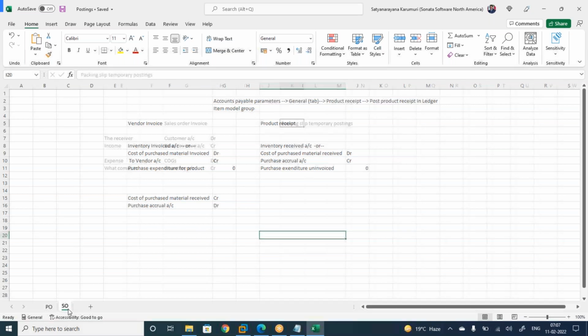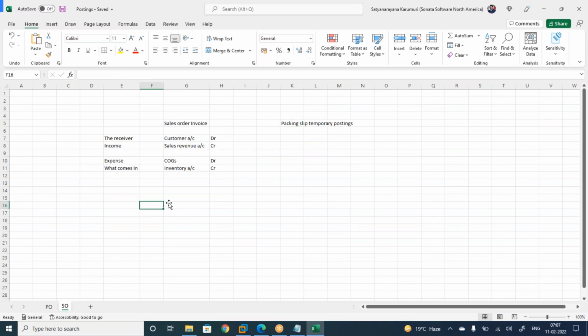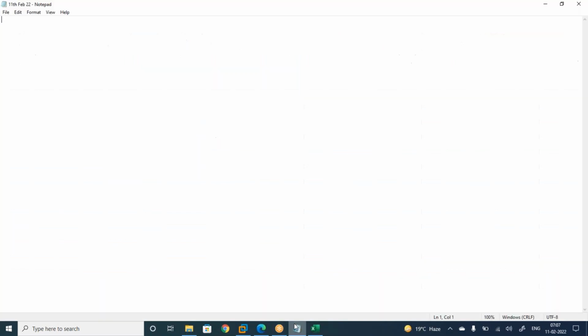Now in the same manner, if it is a sales order process, customer account debit to revenue account credit. Let me explain it here. It is a sales order invoice: customer account debit to sales revenue account credit. This is income actually. Income is so credited. Okay.